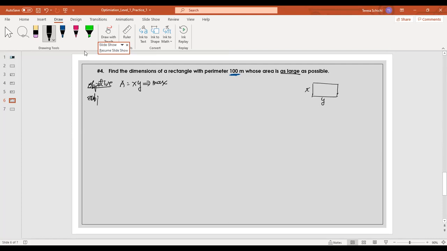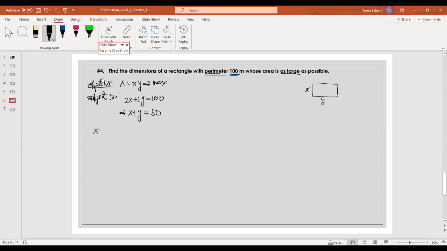Now the next thing is the condition the problem gives us. Let's say the perimeter is 100 meters. If this is X and this is Y, that means 2X plus 2Y is equal to 100, the perimeter. So you can simplify a little bit: X plus Y is equal to 50.